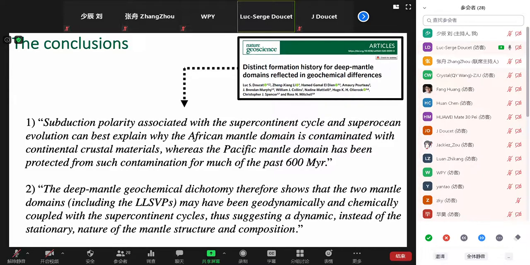Then the deep mantle geochemical dichotomy, because now we have a dichotomy between the West and the East, shows that the deep mantle domains, including the LLSVP, may have been geodynamically and chemically coupled with the supercontinental cycle, thus suggesting a dynamic instead of stationary nature of the mantle structure and composition. And that's the end of the talk.